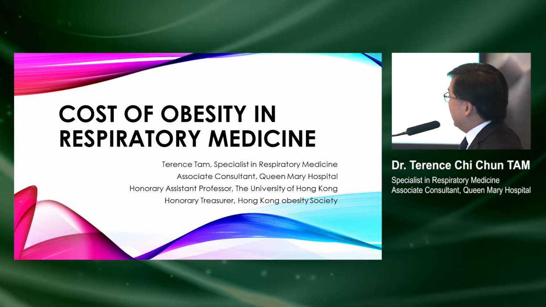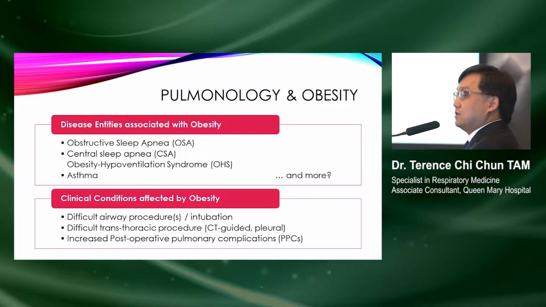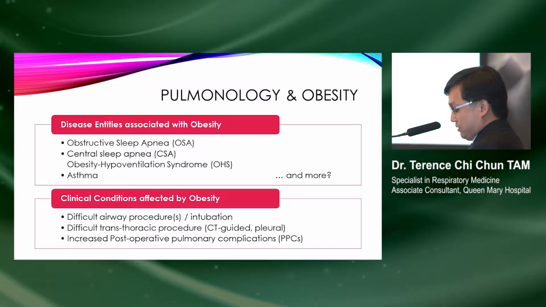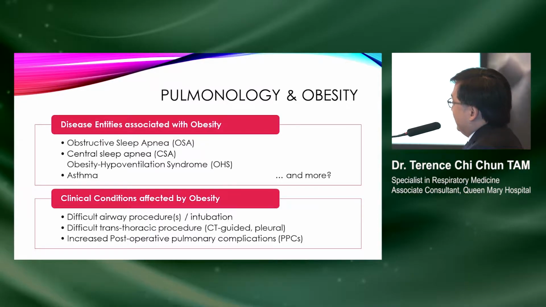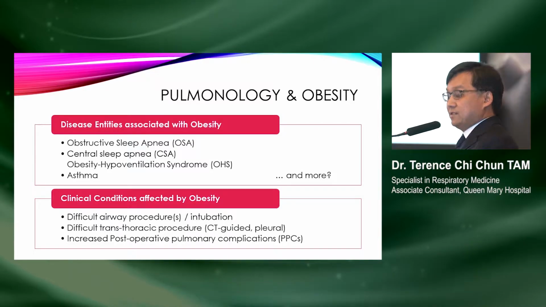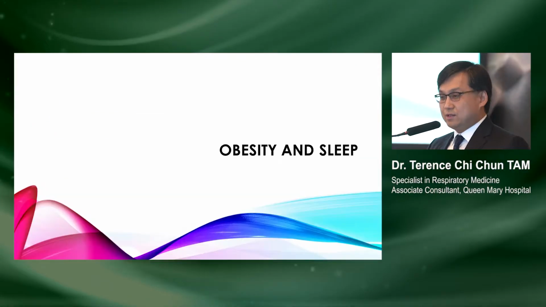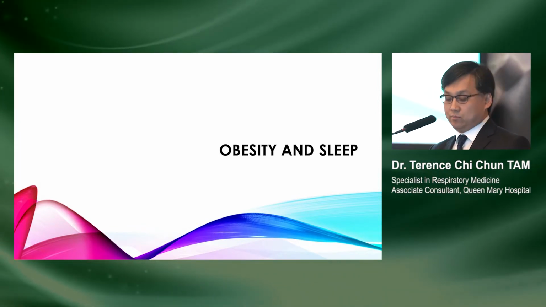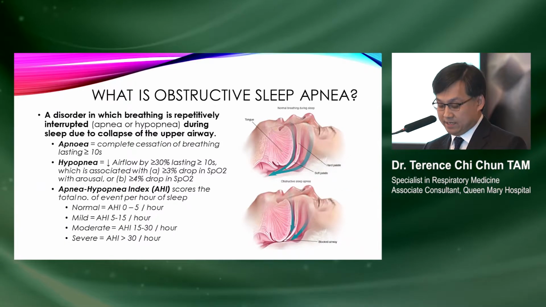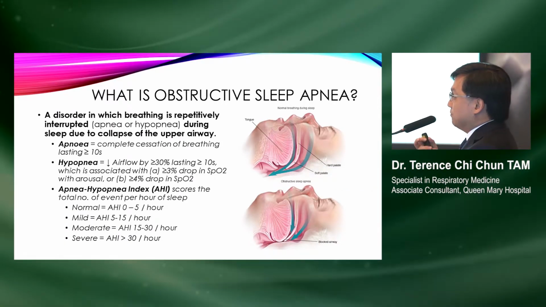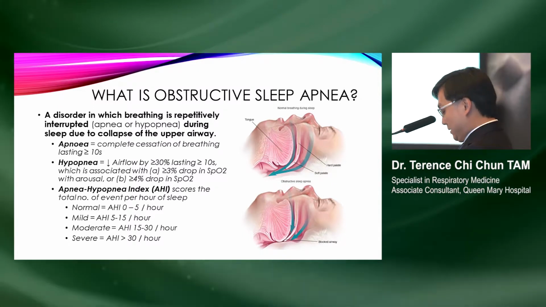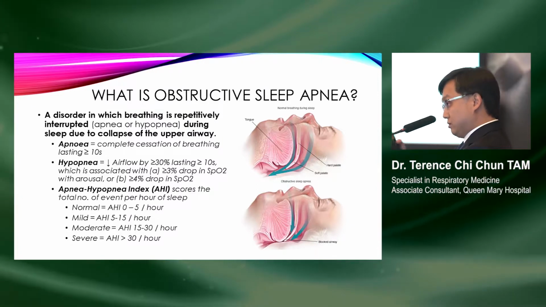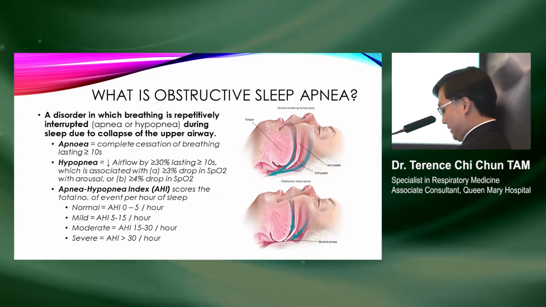So anyways, we're going to start by approaching this particular topic in two directions. One is disease entities associated with obesity, and the other is clinical conditions that are affected by obesity. The first are more well-known: obesity and its relationship with sleep, which is sleep medicine under respiratory medicine. So the most commonly known is obstructive sleep apnea. I know a lot of you may be surgeons, endocrinologists, general practitioners, so we will take this step by step.